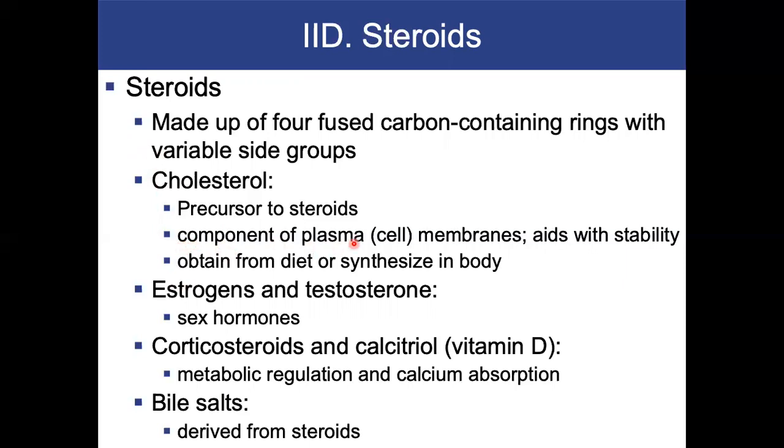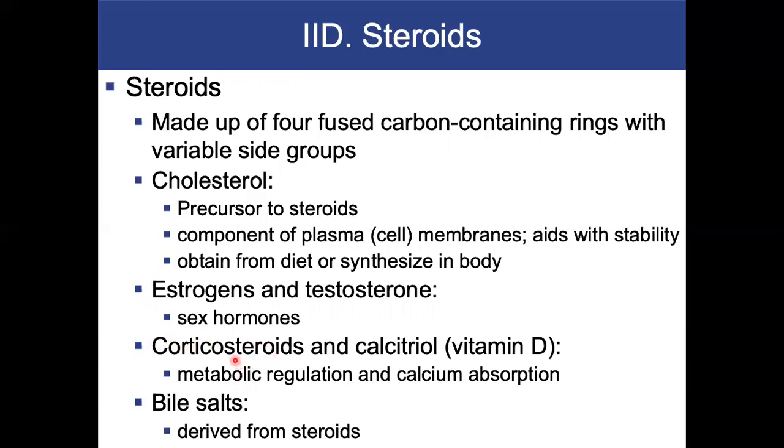Cholesterol is actually used in your plasma membrane to help with stability. So those fatty acid tails, those double bonded fatty acid tails, make the plasma membrane more fluid. Cholesterol stabilizes it, and we'll talk about the plasma membrane a little bit later. These guys you have to obtain primarily from your diet. You can synthesize a little bit in your body, but you have to obtain them from your diet. You use cholesterol to make up your steroid hormones. So examples of those would be estrogens and testosterones, corticosteroids and calcitriol, vitamin D.